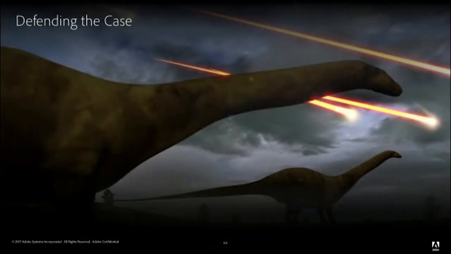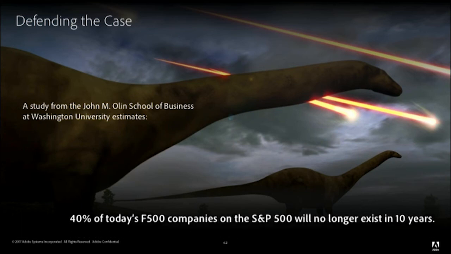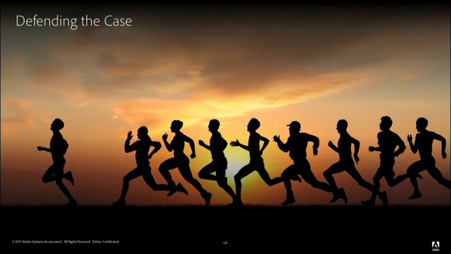So one of the things to think about, and this slide's a little bit foreboding because here we have these dinosaurs, is this study from the John M. Olin School of Business at Washington University, which estimates that 40% of Fortune 500 companies in the S&P are not going to exist in 10 years. So it's slightly terrifying. Didn't necessarily mean to do that, but that also means opportunity as well.